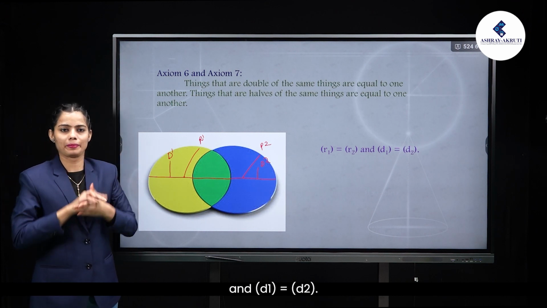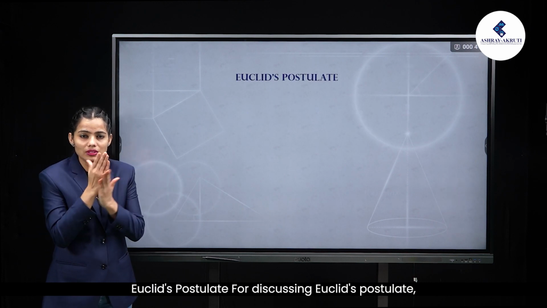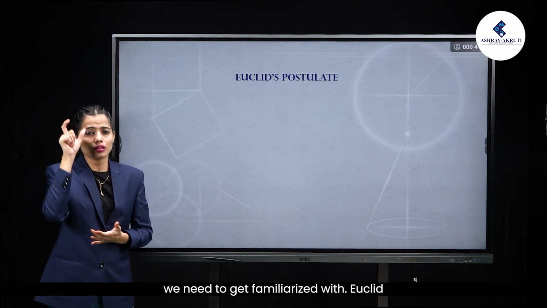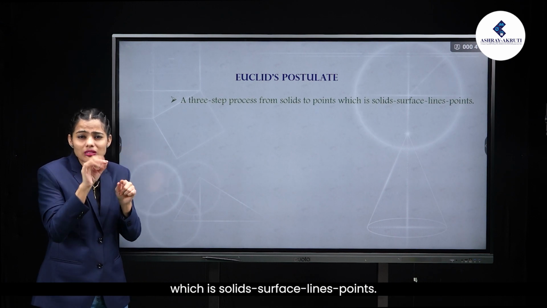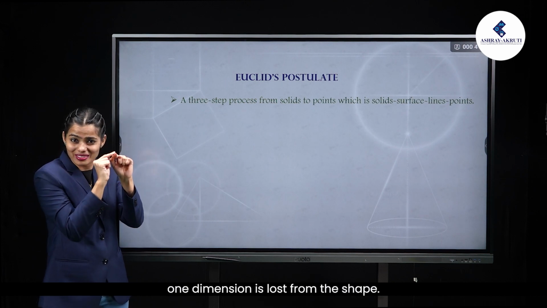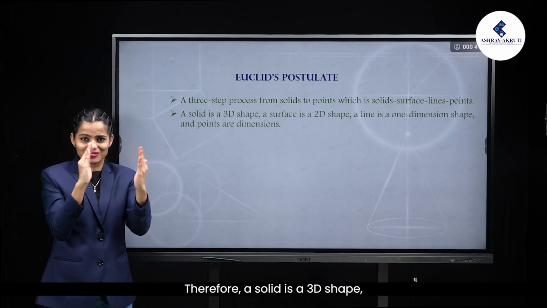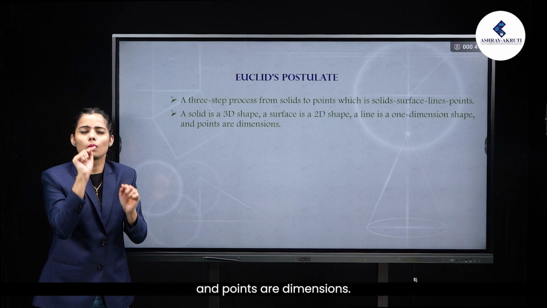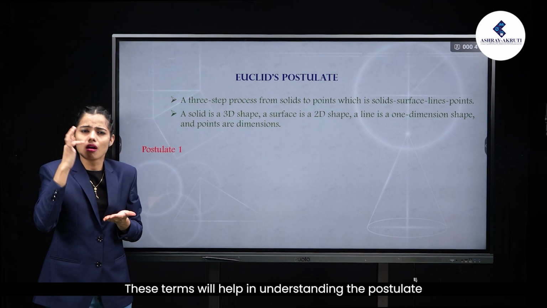Now let us study Euclid's postulates. For discussing Euclid's postulates, there are a few terms that we need to get familiarized with. Euclid talks about a three-step process from solids to points, which is solid, surface, lines, points. At each step, one dimension is lost from the shape. Therefore, a solid is a 3D shape, a surface is a 2D shape, a line is a one-dimensional shape, and points have no dimensions. These terms will help in understanding the postulates better.